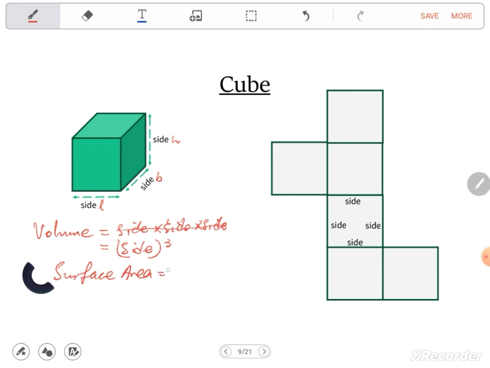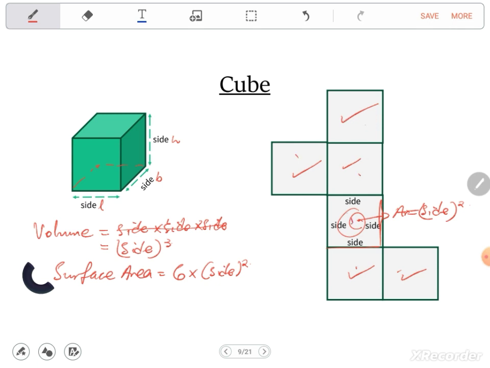The surface area of a cube is kind of special, because if you look at the bottom square here, it will have a side times a side. So the area of this one here will be side times side, so this will be side squared. But this one is equal to this one, is equal to this one, and so on. So we simply say it is 6 times side squared, because there are 1, 2, 3, 4, 5, 6 of them.